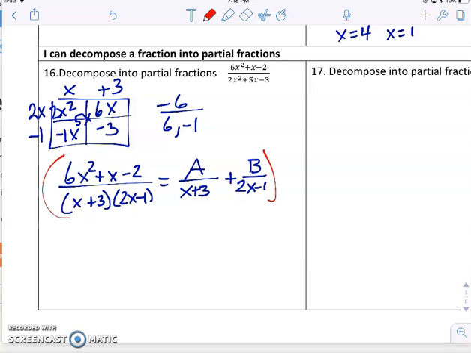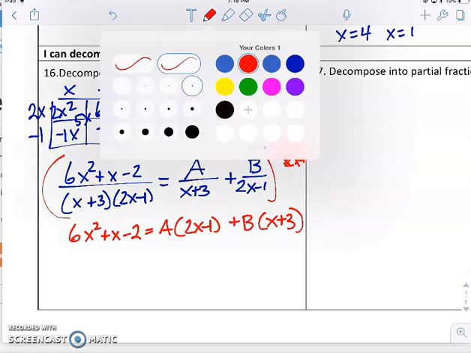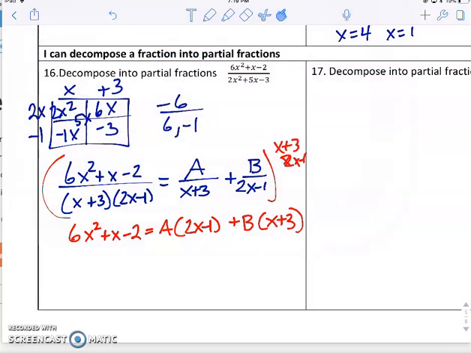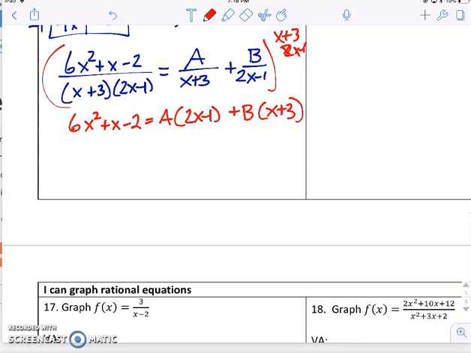If we fraction bust this, x plus 3, x, 2x minus 1. So we have 6x squared plus x minus 2 equals a times 2x minus 1, plus b times x plus 3. And this is where we did those cases. So our first case, what makes this first parenthesis 0? That's going to be when x equals half.